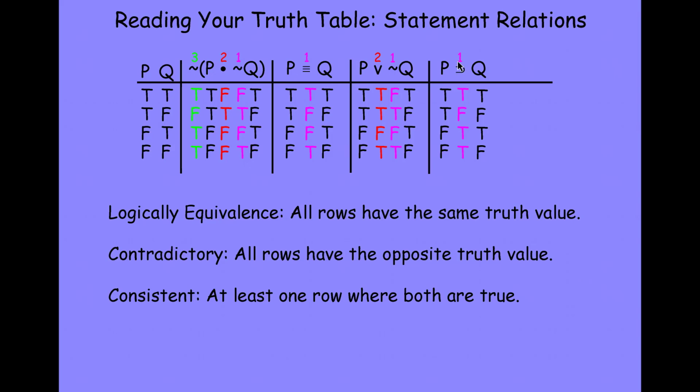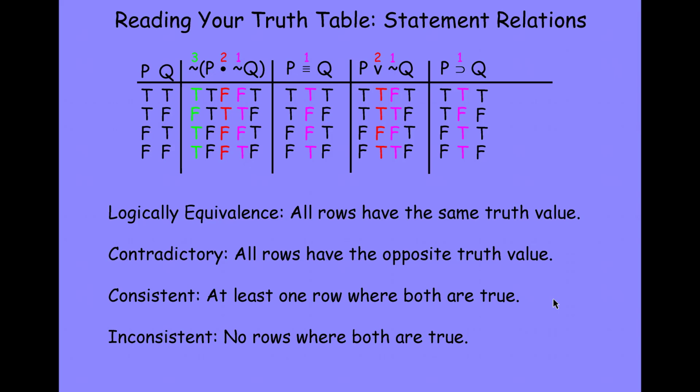So let's take our horseshoe here, and let's take our triple bar here, our conditional and our biconditional, and see if they are consistent. So we look into those main connectives. First row, the biconditional is true. First row, the conditional is true. So these two statements are consistent. It's possible for them to be true at the same time. There's at least one way the world could be where they're both true. Hence, they're consistent.